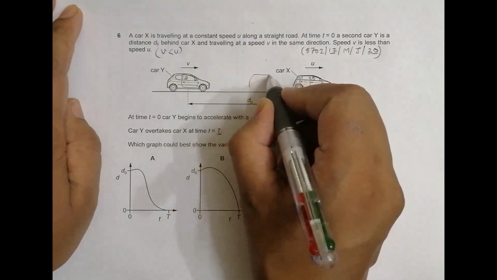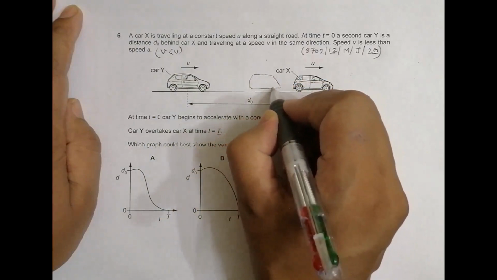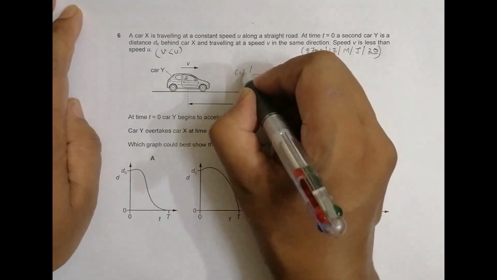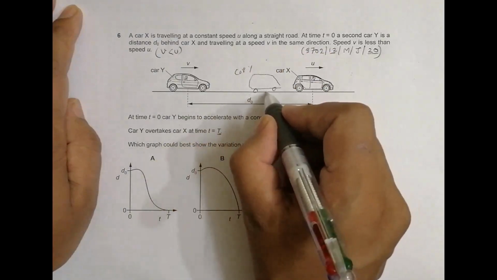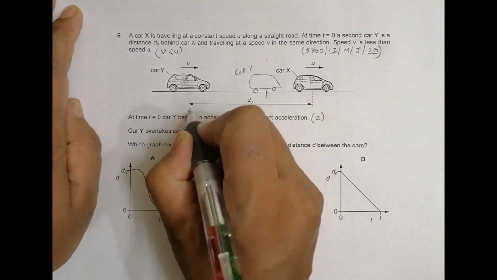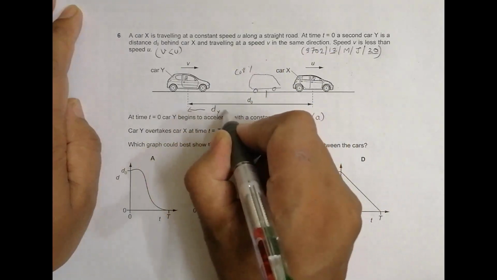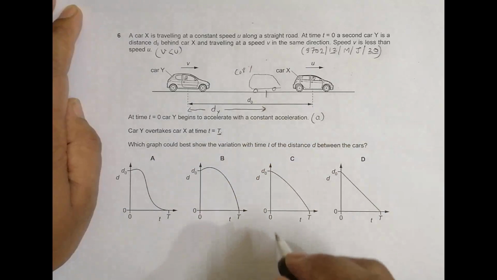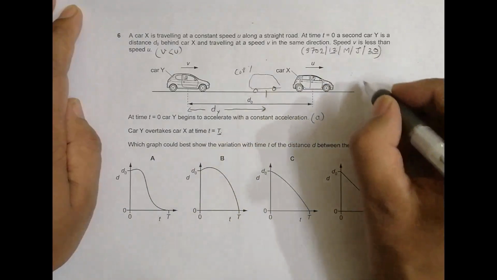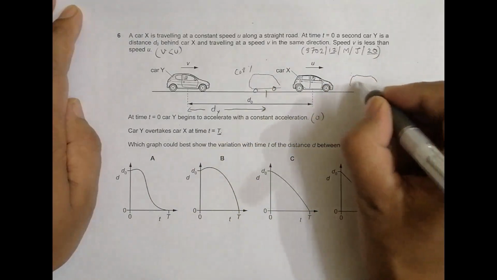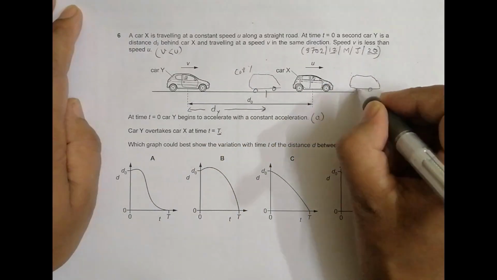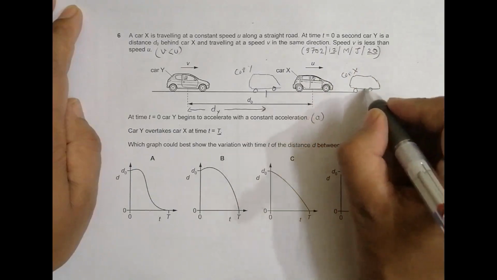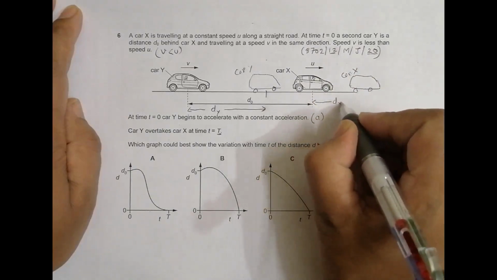The car Y reaches this position. So this is car Y after a certain time, and let this distance be dy. So this is the distance traveled by car Y in time small t. At the same time, let me say car X travels this distance and reaches here. So this is the position of car X, and the distance traveled from here to here is dx.